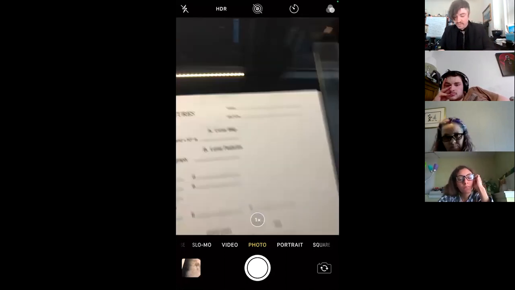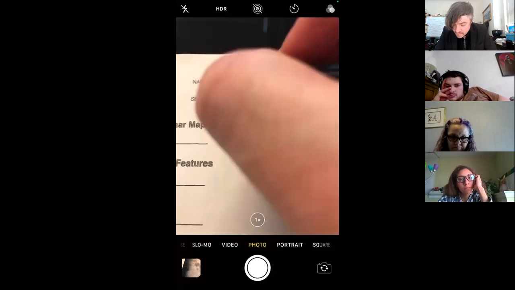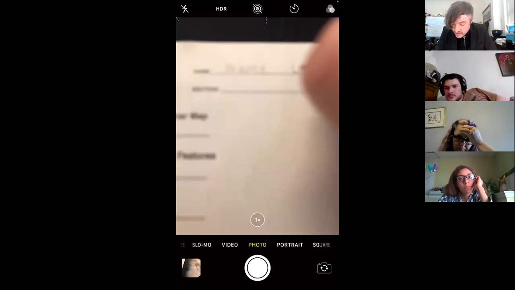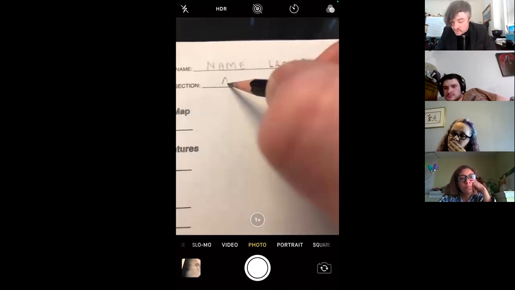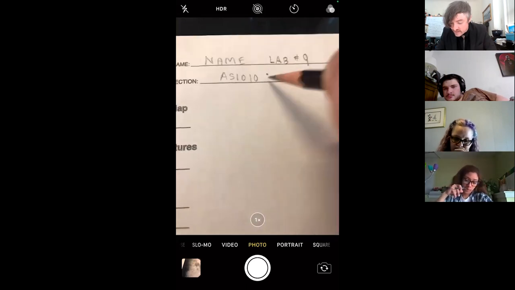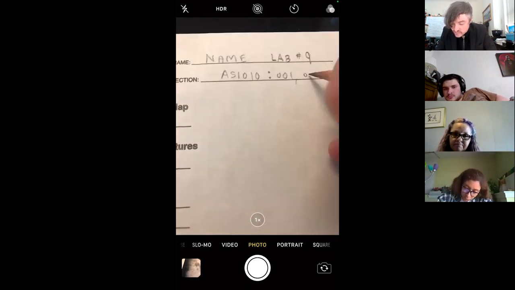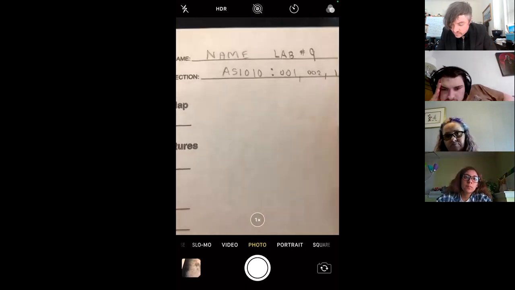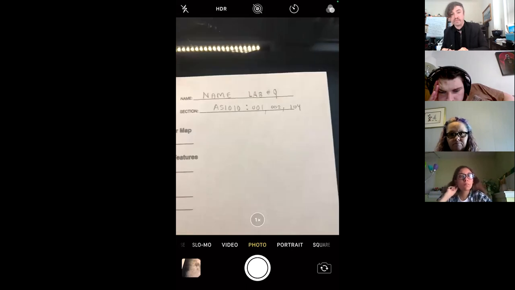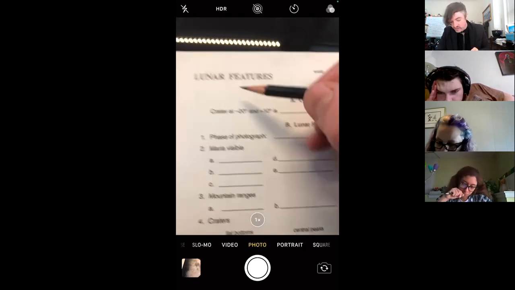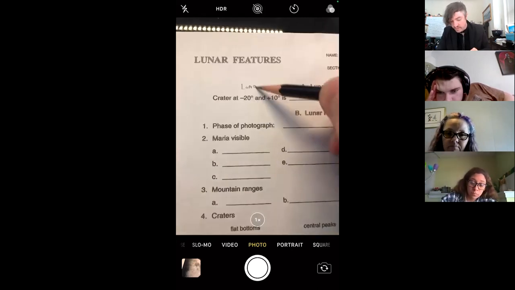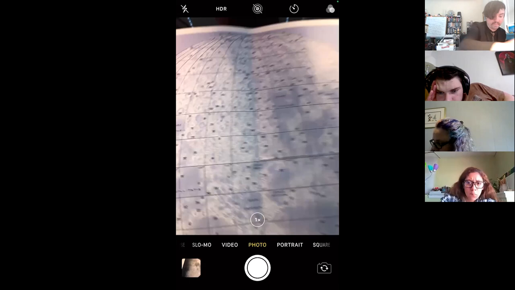Okay, let's go over to our lab here. As usual, we're going to put our name. Let's identify this as lab 9 so you guys don't turn this into the wrong slot. That happens all the time. And this is, of course, astronomy 1010. Put your section down there, either 001, 002, or 104, one of those three. Okay, once you've got that, they want us to identify a crater at negative 20 degrees longitude and plus 10 degrees latitude. Any of you think you can do that for me? Let's get a little more light in here.